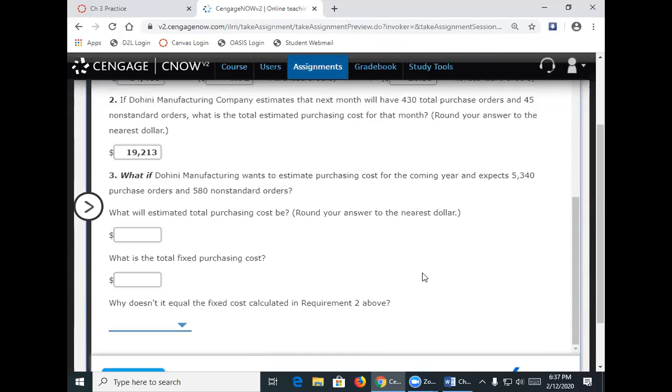So that one's really lengthy, right? A lot of math. But what would my total cost be in that situation? 232,979. Very good.